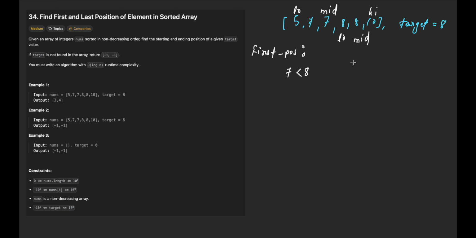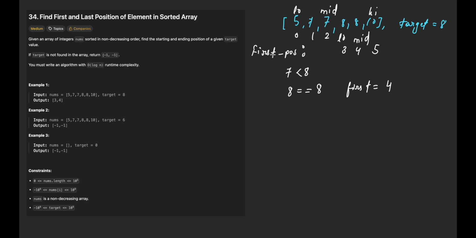Mid was supposed here. Now let's see if 8 is equal to target. Yes, 8 is equal to target, which is 8, and the index was, let's also mark the indices 0, 1, 2, 3, 4, and 5. So the mid index is at 4, so we would be storing the first as 4.